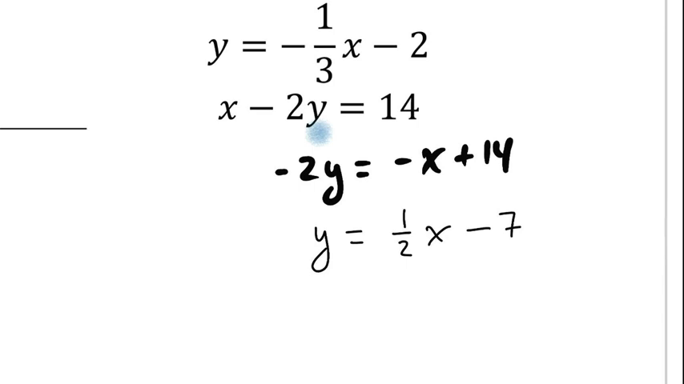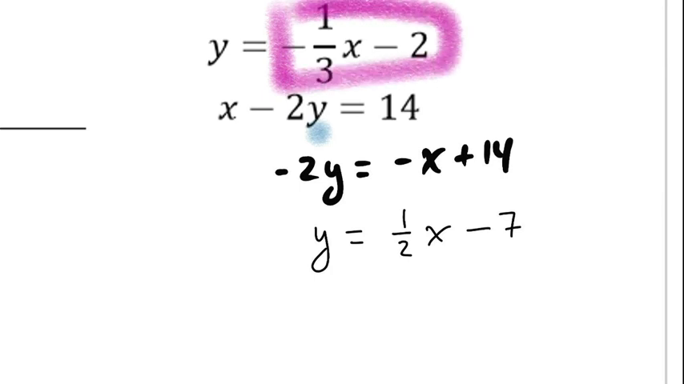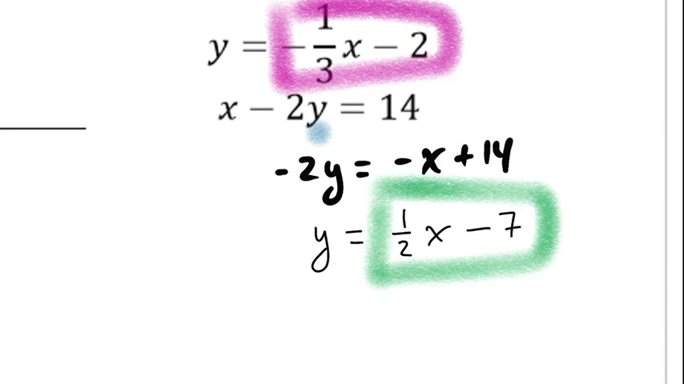So if I look, I now have two ways of writing y, right? One of the ways is this, whoops, I meant to change the color. This is equivalent to y, negative 1/3 x minus 2. And then also this, 1/2 x minus 7, is equivalent to y. So certainly in the context of this problem, y is equal to itself.